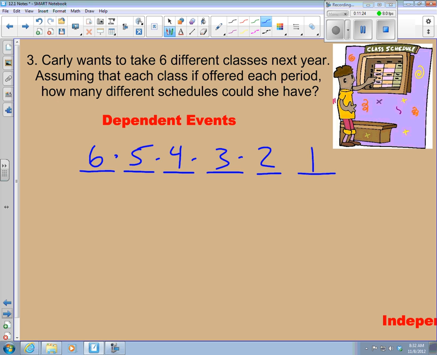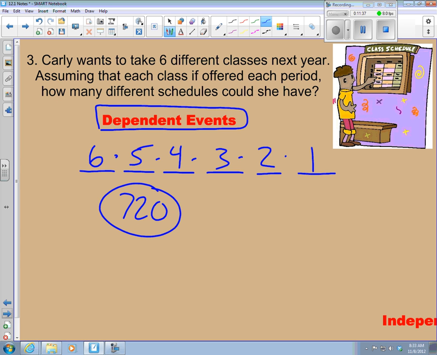Multiply all these numbers up, because even with dependent events, you're going to use the fundamental counting principle, and multiplying these all up, we get 720. 720, and I think that's all we're going to do for today.